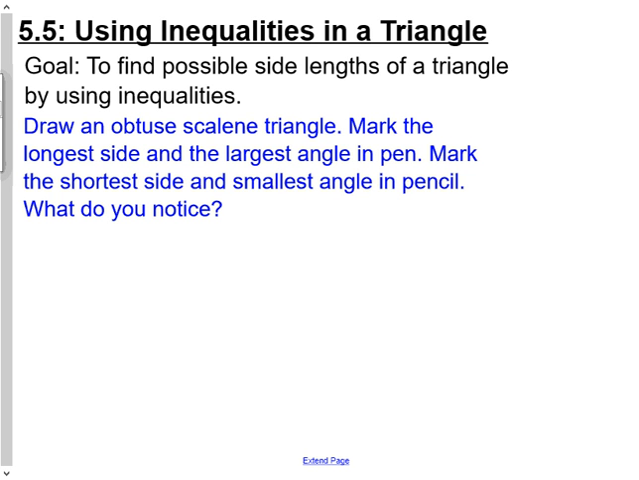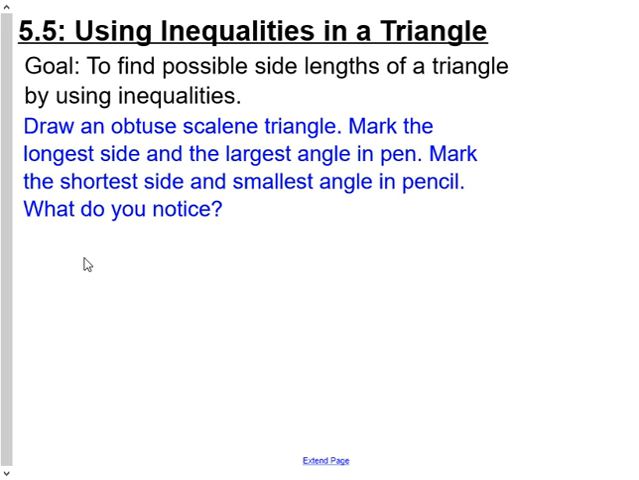Today, we are learning lesson 5.5 about inequalities in a single triangle. First challenge is to draw an obtuse triangle that is scalene, so you can clearly tell there are three different side lengths. And then what do you notice about the longest side and the largest angle? Mark them. Same thing with the shortest side and the smallest angle.